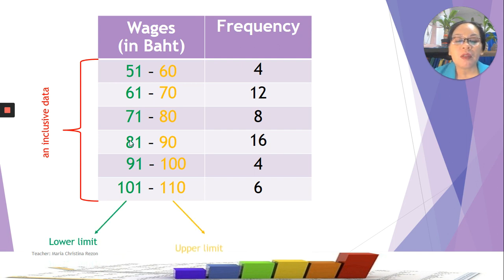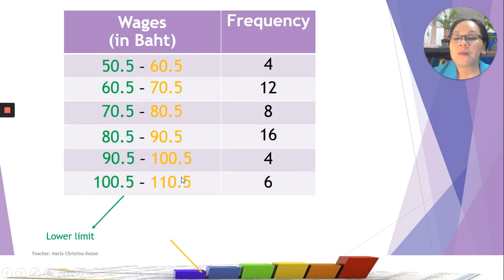And before we can make a histogram, we have to convert this to an exclusive or a continuous data. How to do that? We get the difference of the upper limit of the first class interval, or the preceding class interval, and the lower limit of the next class interval, and that is equal to 1, divided by 2, so you have 0.5.